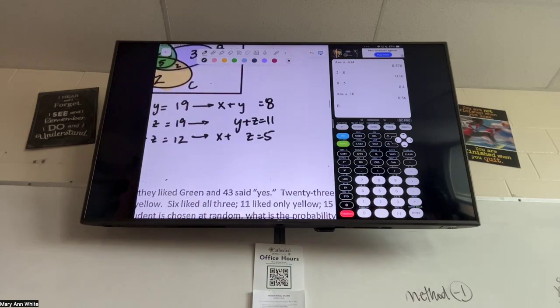So I'm gonna set my augmented matrix up so I get 1, 0, 1, 1, 1, 0, 0, 1, 1, and then I have 8, 11, and 5. Once I have my augmented matrix written, I'm gonna put it in my calculator, I'm gonna do RREF of it.